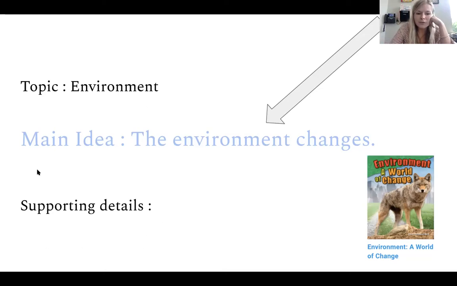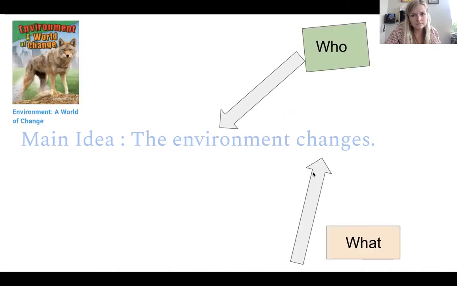Eventually, we're going to talk about those supporting details that let us know what the main idea is. So again, the topic is standalone, it's just one word, but the main idea is a sentence that has supporting details to back it up, to prove it. Again, the main idea is the environment changes in this text. Now, the who is the environment, and the what is that it changes.